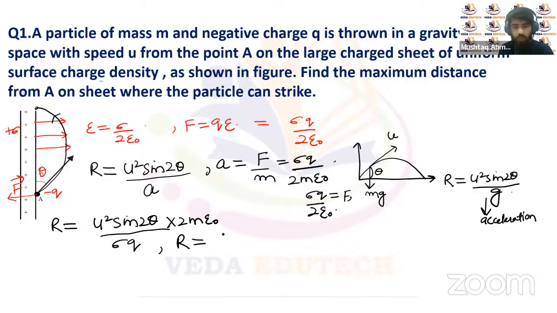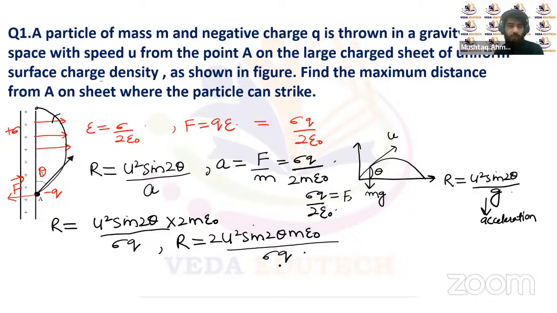So r will be equal to u square sine 2 theta, or 2 u square sine 2 theta m epsilon naught upon sigma q. So this will be the range of this particle, or the maximum distance from A on the sheet where the particle can strike, right? So it's the same projectile motion, right?